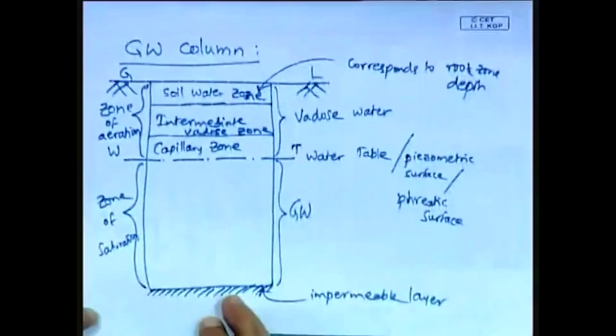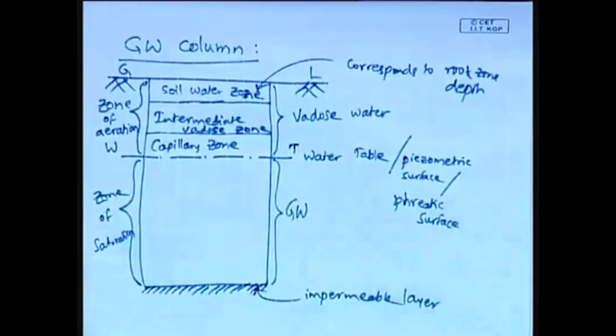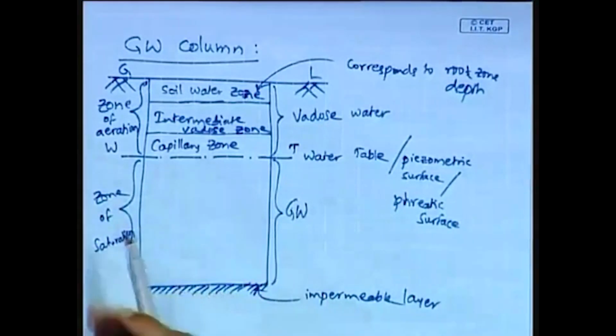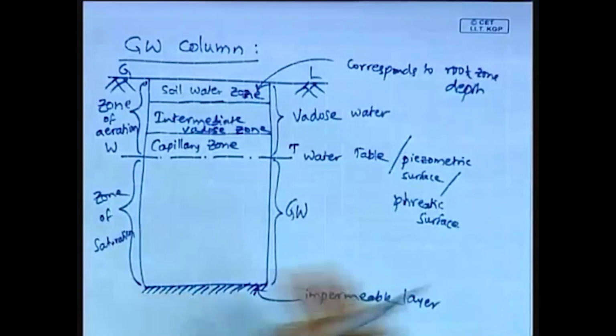Welcome to this lecture number 6 on zones of aeration and saturation, followed by the aquifers and their characteristics and classification. So, in the previous lecture we discussed the groundwater column, and specifically, of course, we briefly dealt with the zone of saturation, which is below the water table, and the zone of aeration, which is above the water table.